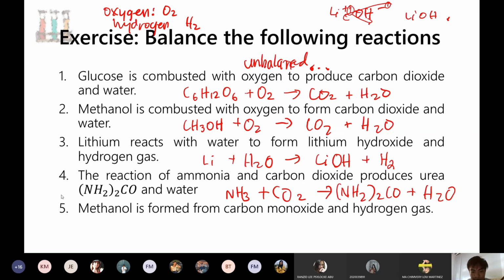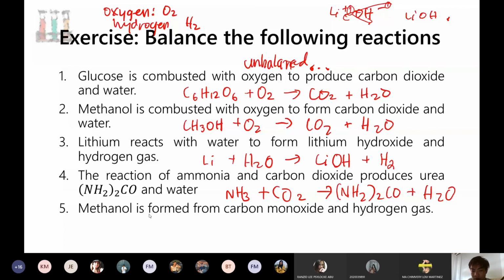Balance that on your own. Last one, methanol is formed from carbon dioxide and hydrogen gas. Look at the construction of our sentence. The reactants and products may also be reversed. Meaning, the products are not always at the end of the sentence. Sometimes they are at the start. So just recognize the keywords to and from. When it says from, those are the reactants.